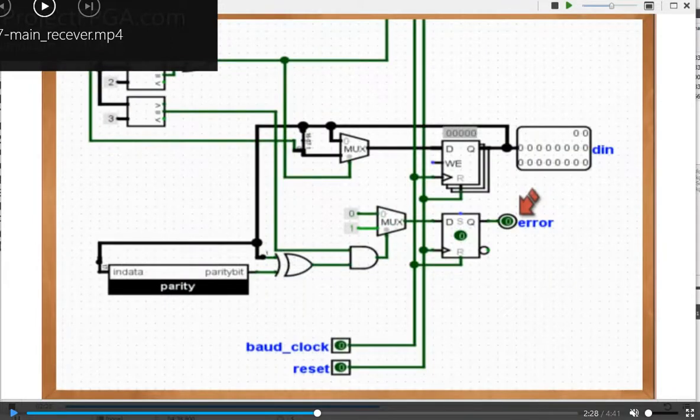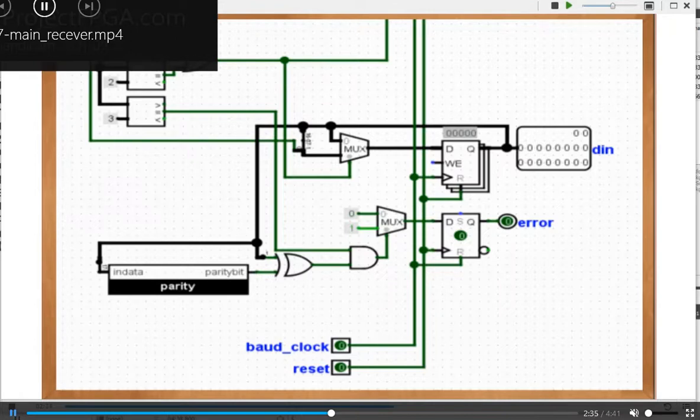Then, the error signal. This compares the parity bit generated at the receiver and the bit 1 of the received data, which is the parity bit that was received from the transmitter.